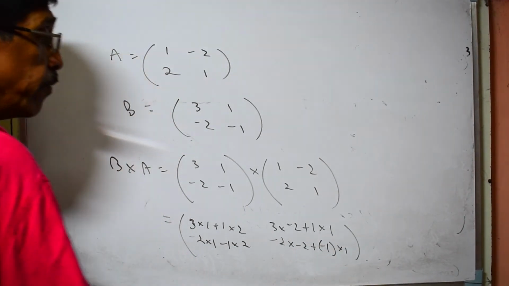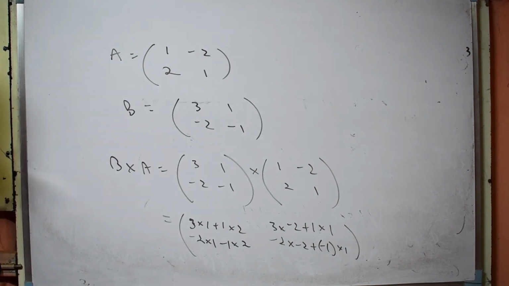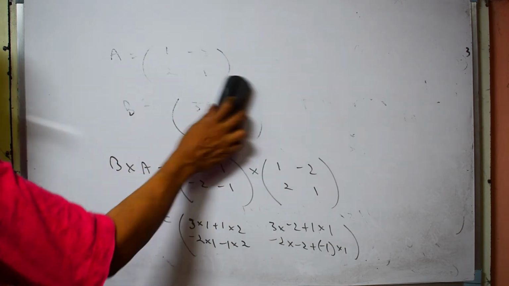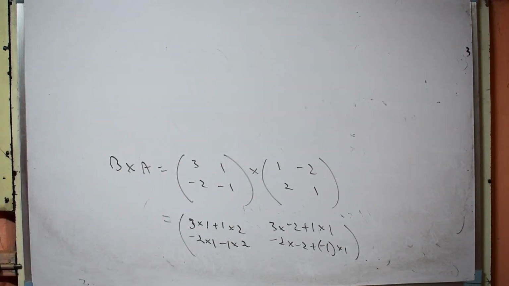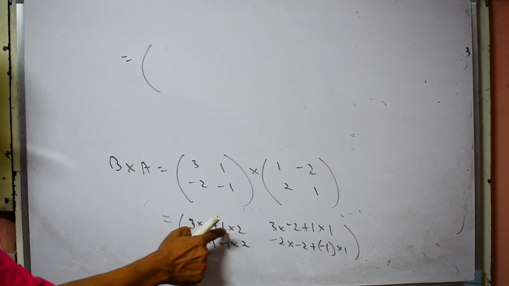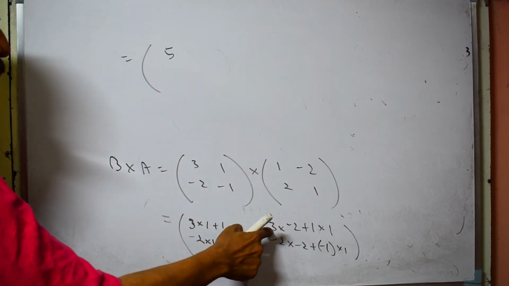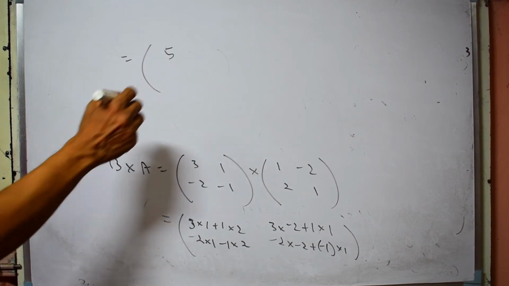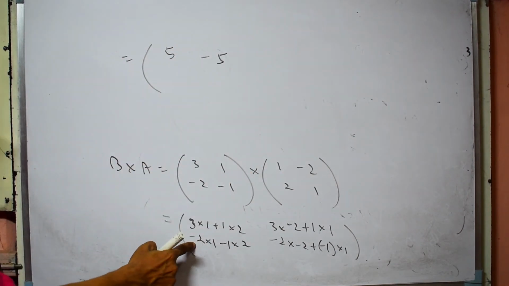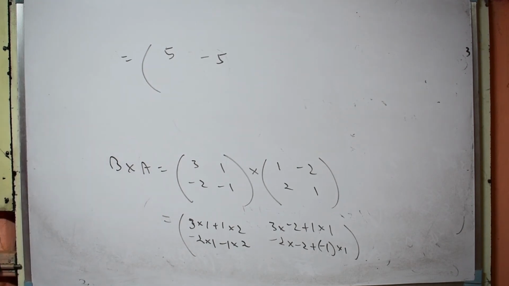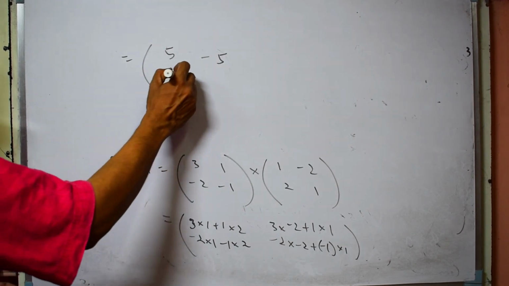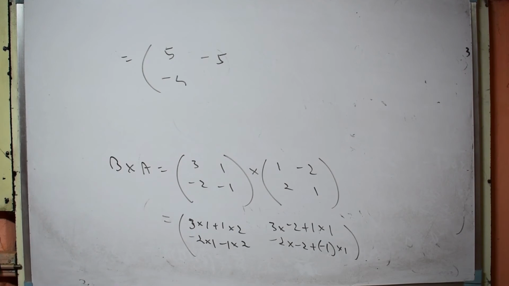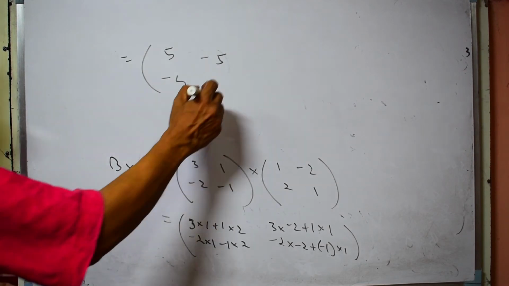So what is the final answer? The final answer is 3 plus 2, that is 5. Minus 3 into 2, minus 6 plus 1. Minus 6 plus 1 is minus 5. Minus 2 minus 2 is minus 4. And the last one is 4 minus 1, that is 3.